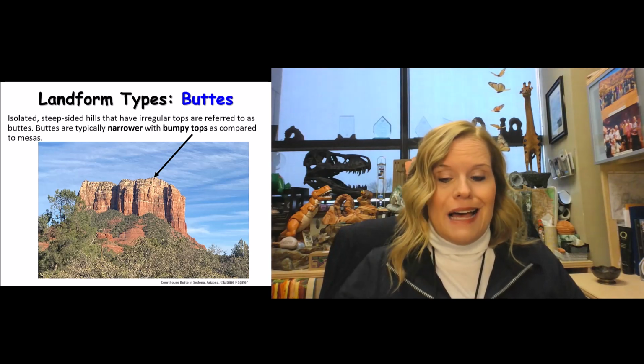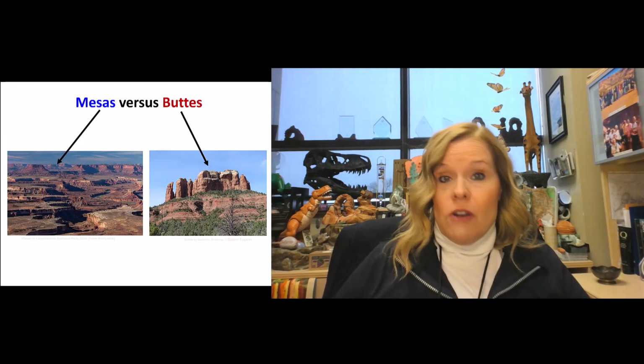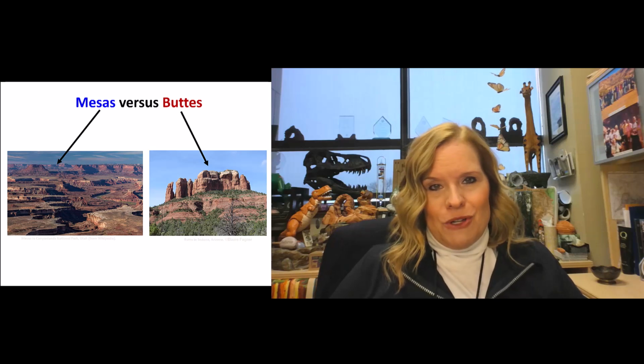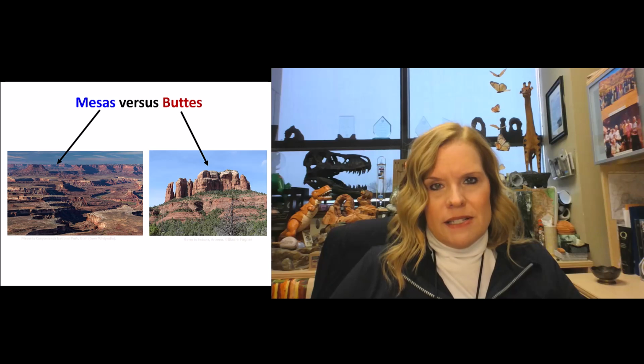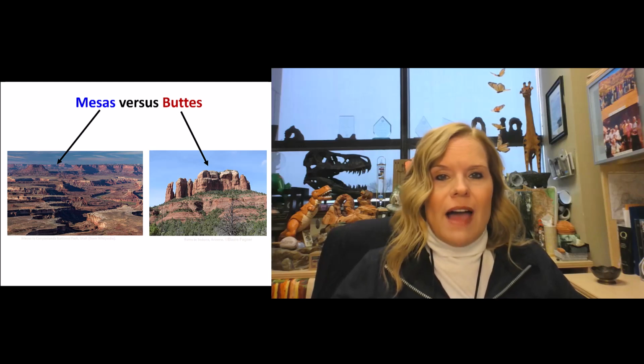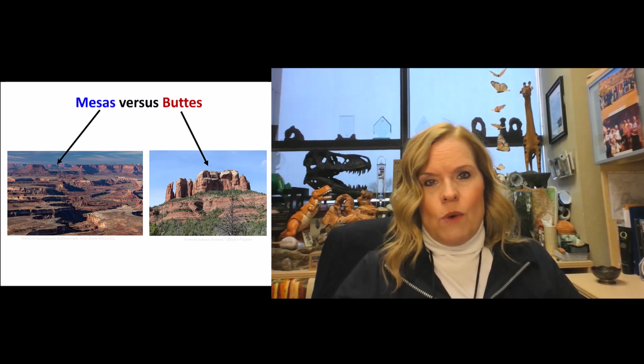Looking at this place, this is one of my favorite locations in Sedona. Look at the shape of that rock. See the irregular, bumpy top to it. So let's compare mesas to buttes. Do you see a difference? So to say a mesa and a butte are the same, it's not true, because buttes are very distinctively bumpy and irregular, while mesas are flat-topped. You will find a number of these structures, especially out west.